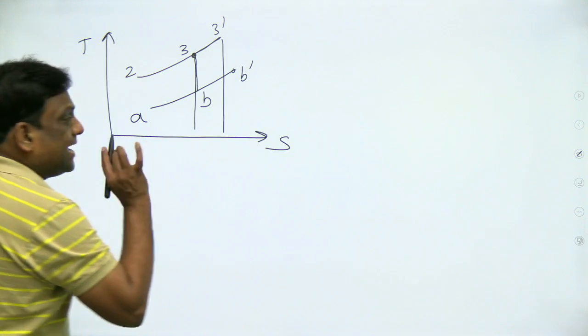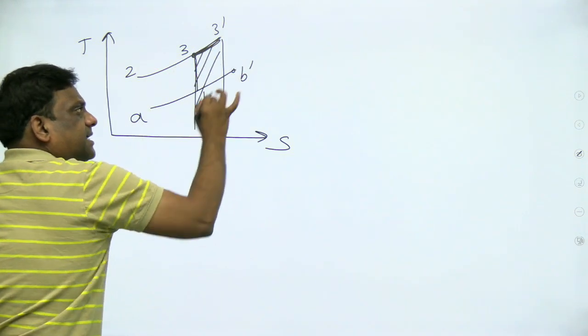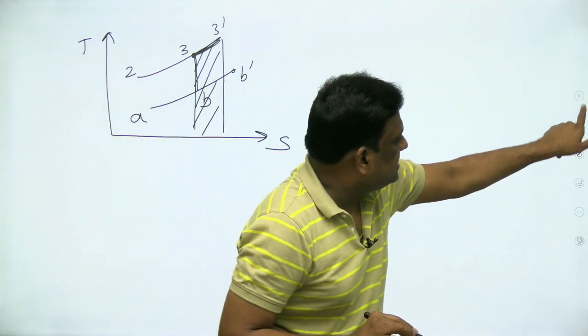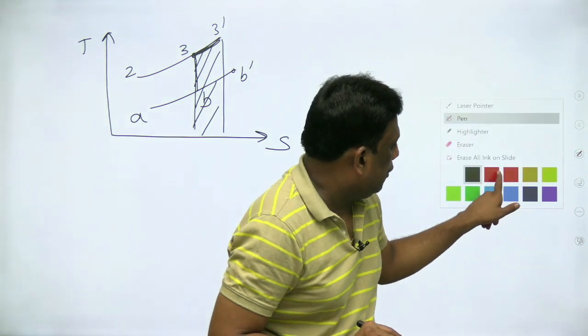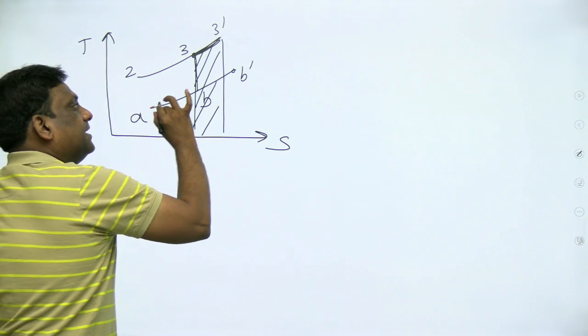Understand carefully. Actually, this is the increase in heat supply. But you know, my dear students, the heat is rejected at constant volume. So please note that. So it is not like this. It is something like this.